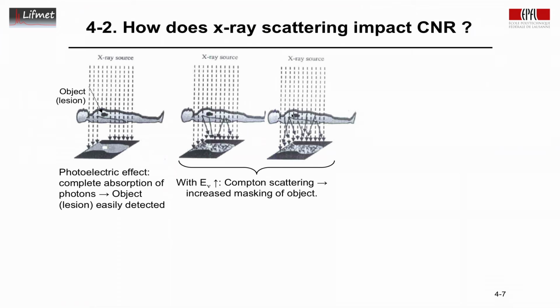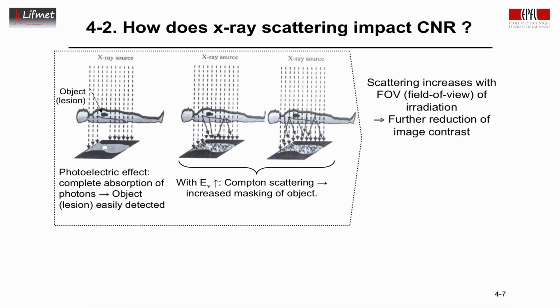As we increase the photon energy even further, Compton starts to completely dominate the mechanism of X-ray interaction with tissue. We have increased Compton events, and this leads to a near complete masking of the object. So the probability of the scattering obviously increases with field of view. As the object is bigger, we can have a photon scattered at the lower abdomen and appear at the level of the heart because it has been scattered. So with a larger field of view of irradiation, we have an increased reduction of image contrast.